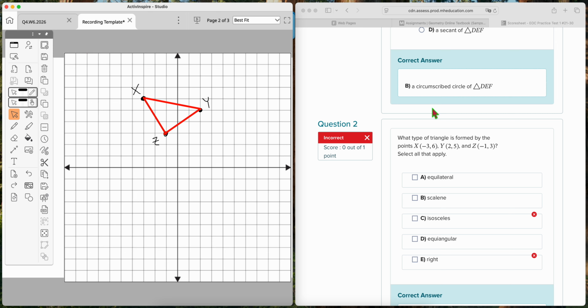What type of triangle is formed by the points X, Y, Z? Select all that apply. Okay, we've got equilateral, scalene. The answer ends up being isosceles and right.